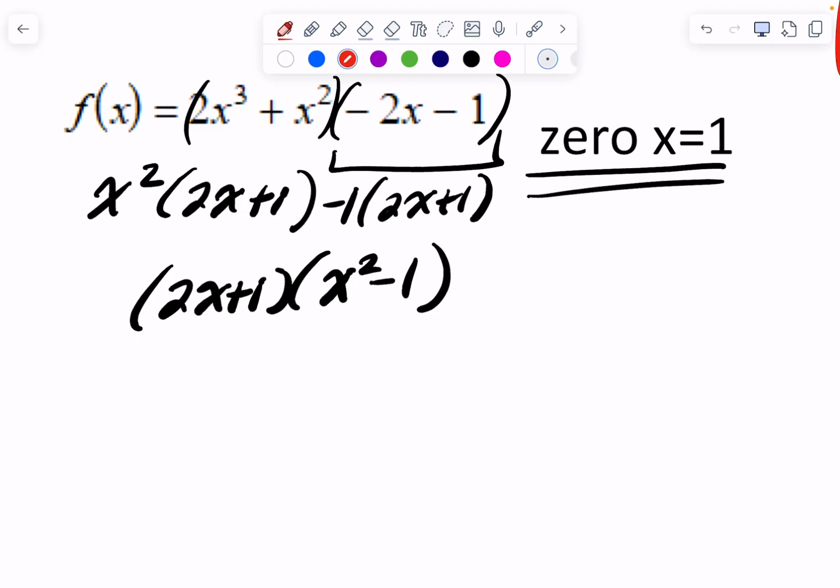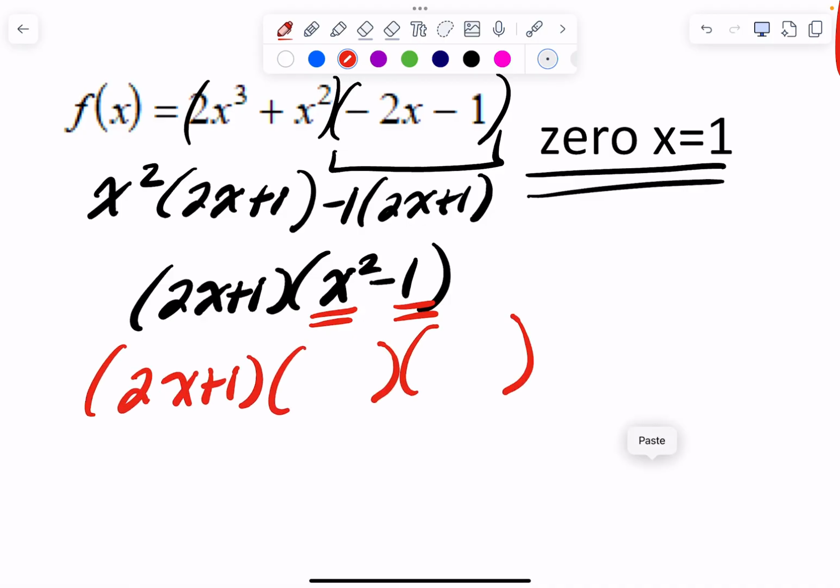So now, that's a perfect square. True? So we have our 2x plus 1. And then it factors to be x plus 1, x minus 1. We square root this, remember? We square root this, and then they factor to be conjugates. So, I mean, yeah, grouping worked there.